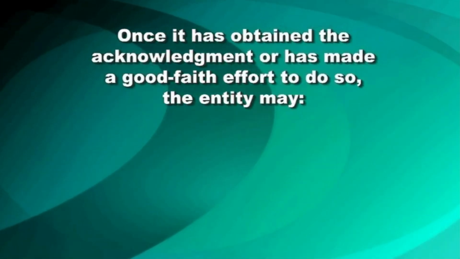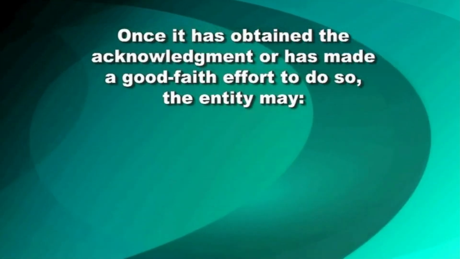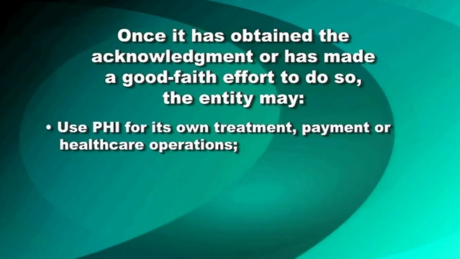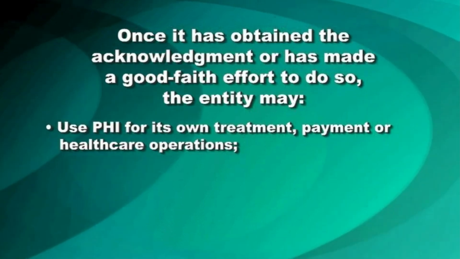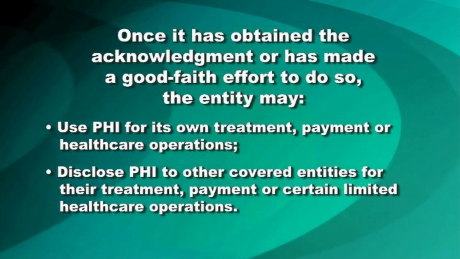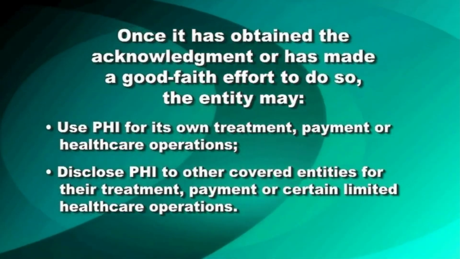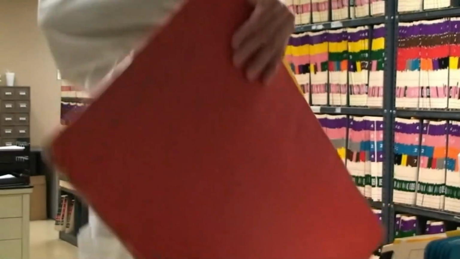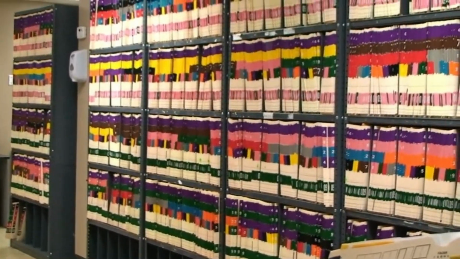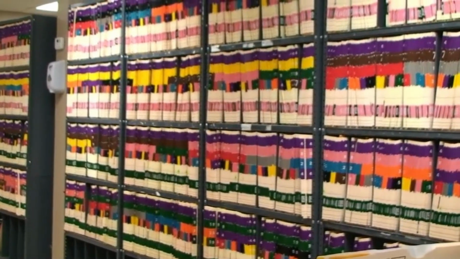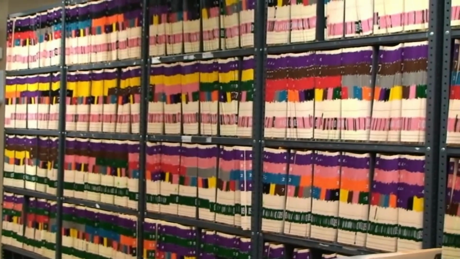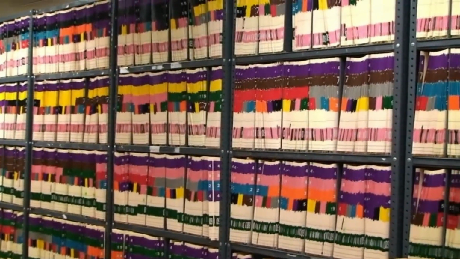Once it has obtained the acknowledgement or has made a good faith effort to do so, the entity may use PHI for its own treatment, payment, or healthcare operations, and disclose PHI to other covered entities for their treatment, payment, or certain limited healthcare operations. When using or disclosing PHI, or when requesting PHI from another covered entity, a covered entity must make reasonable efforts to limit PHI to the minimum necessary to accomplish the intended purpose of the use or disclosure.